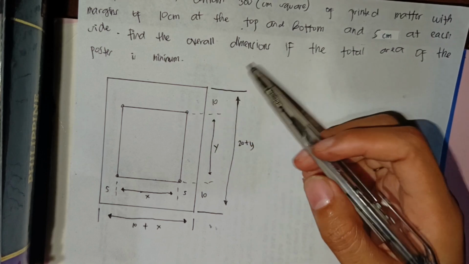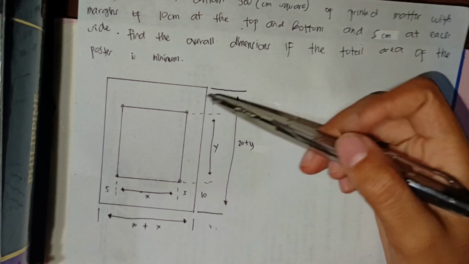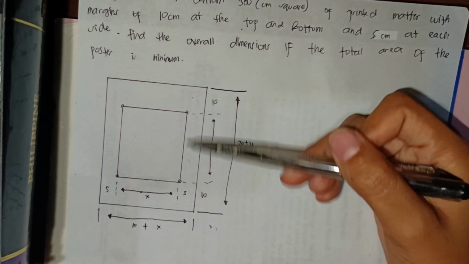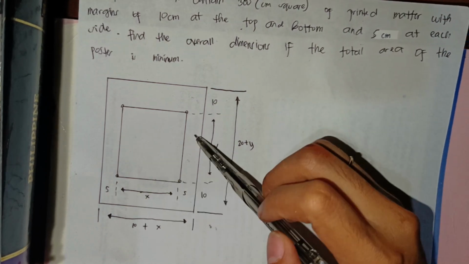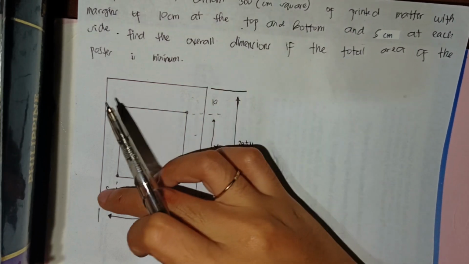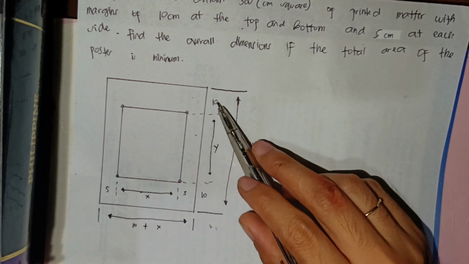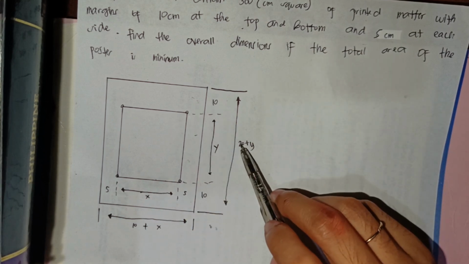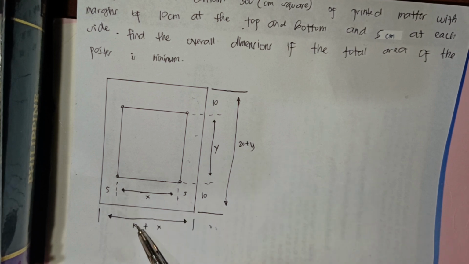And 10 cm margin at the top and bottom, so 10 cm here, and 5 at each side, so 5 here. Let this be y and this is our x. So 10, so 20 plus y, and 5, 5, so 10 plus x.